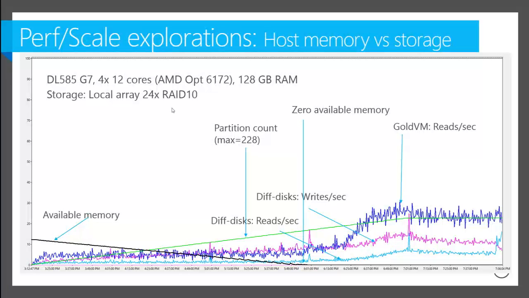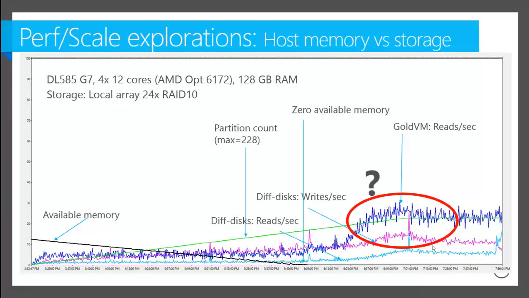And you see that we basically start logging in users. The green line is the partition. We go to about 228 users, and the available memory is starting to drop on the hypervisor. About two-thirds into the chart, the load on storage is average, nothing significant. Then around 6:25 p.m., we see a sudden jump in the number of reads to the gold VM, and also to the disk, the diff disk writes and diff disk reads, right?